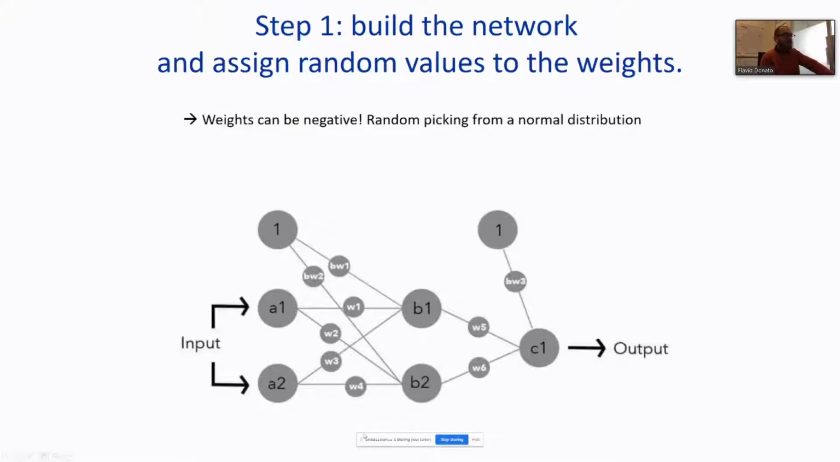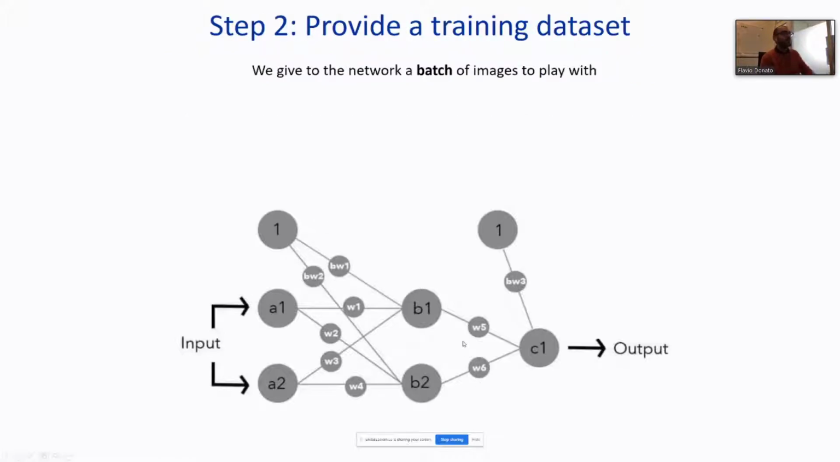Once you have assigned random numbers to the different weights of your network, you're able to start the training of the network. In this case, what you do is provide a training dataset. You define how much you split your labeled dataset in two parts: one part that you use for the training, and one part that you use for the testing later on. The part of the dataset that is used for training, you give it to the network now.